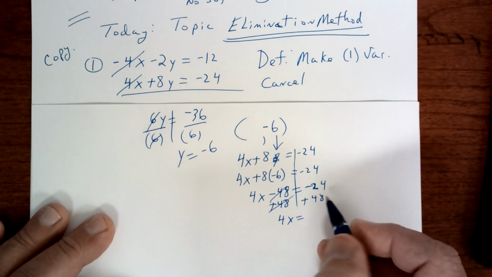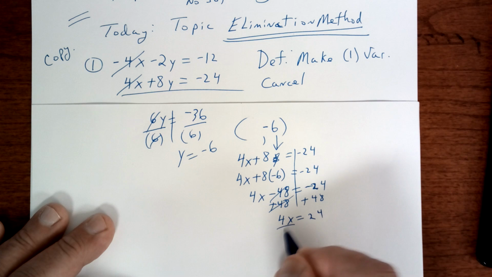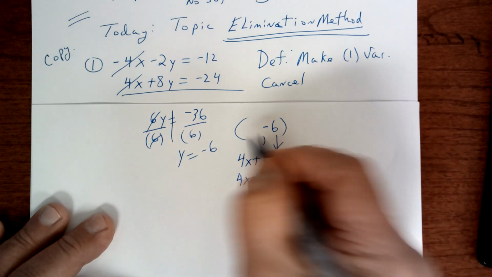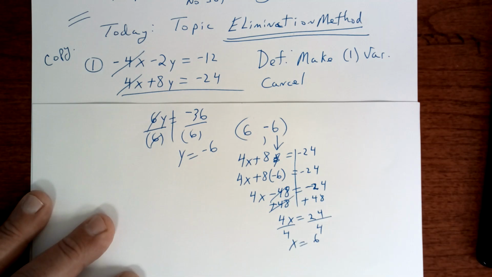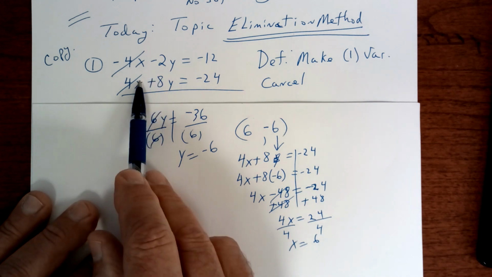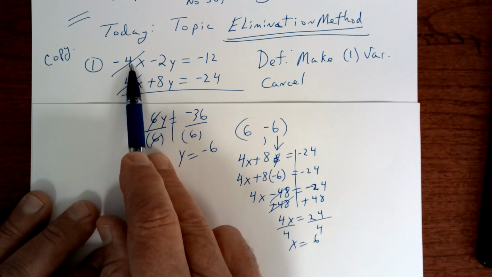You have more positives here, so that's going to be 24. And when you divide by 4, you get a positive 6. So x equals 6, and you're done. Now you could always plug it in and work it and check it. But let's just recap what we did. Well, it was already lined up. A plus 4 and a minus 4 cancel, and therefore, elimination.